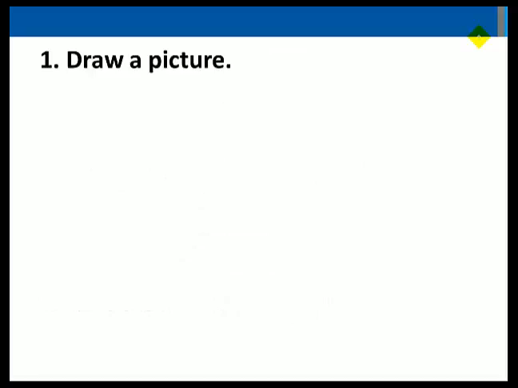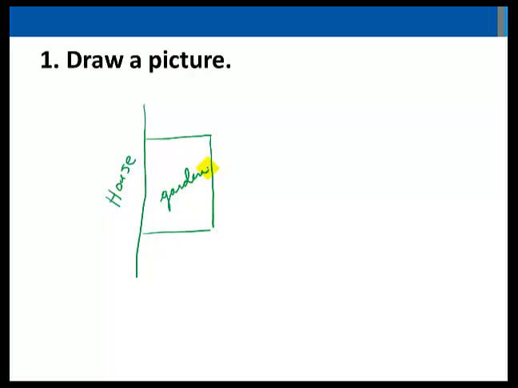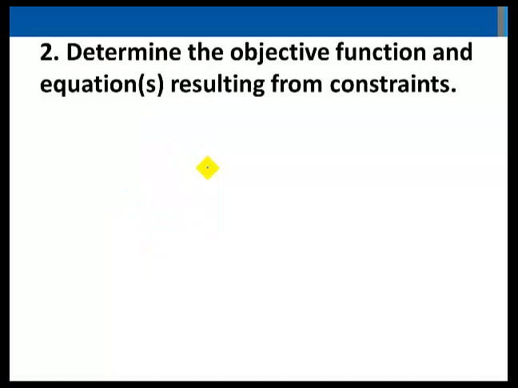Let's start by drawing a picture. The vertical line here represents the house to the left of the vertical line. To the right of the vertical line, I'll sketch a rectangular area that will be Julia's flower garden. It helps to visualize what's going on by starting out with a diagram. Determine the objective function and equations resulting from constraints.